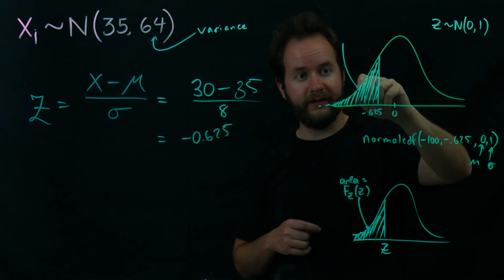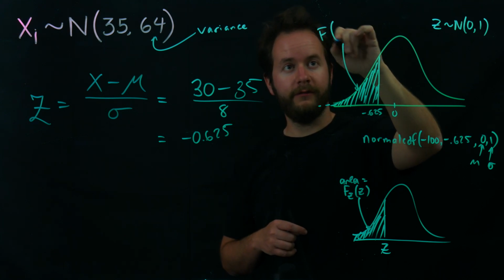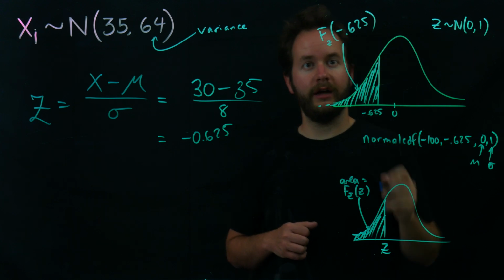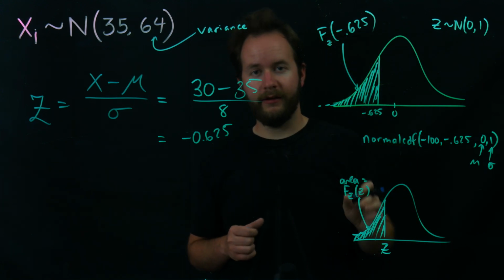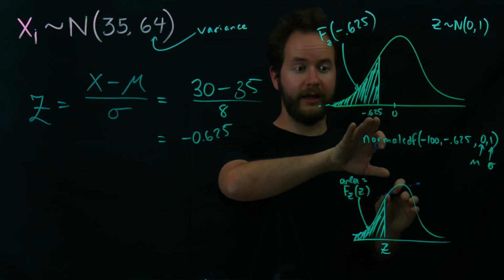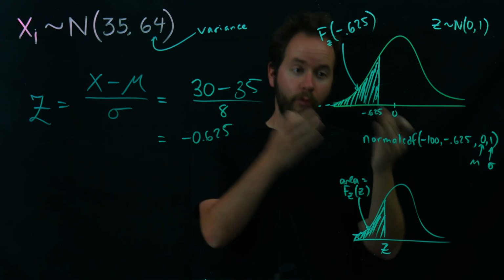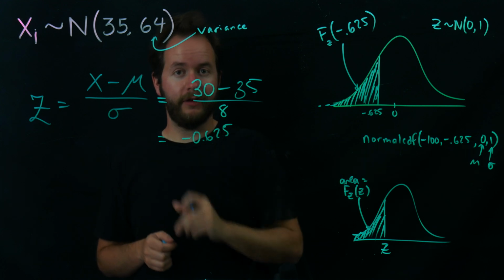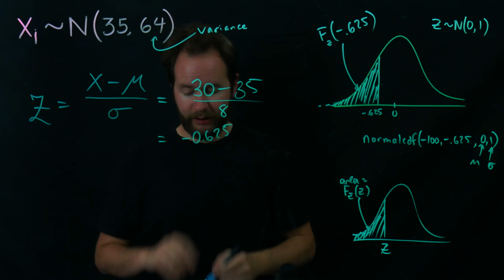Our answer is that this area will be F of negative 0.625. And whether there's a subscript of Z there or not, it's not really relevant, but that is the probability that Z takes on a value of less than negative 0.625, which corresponds to the probability that the revenue from the food cart takes on a value less than 30. The next part is a bit trickier.